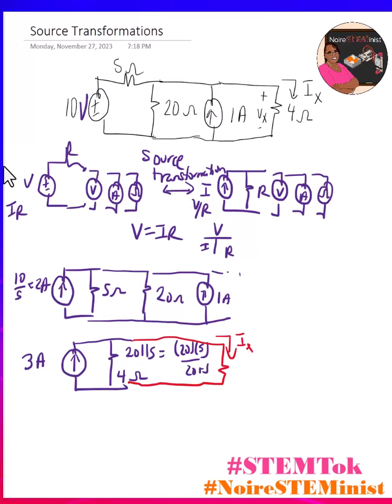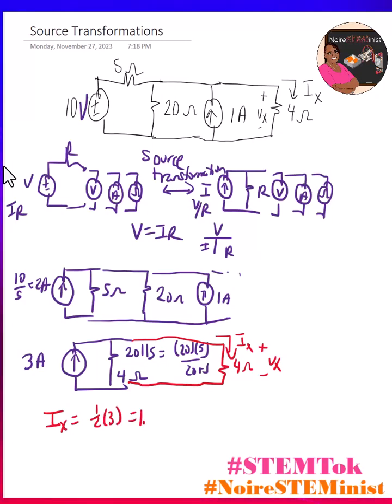Since I have 4 ohms in parallel with 4 ohms, I know that they're going to evenly split the current source. So that means Ix, the current through that 4 ohm resistor, is going to be 1/2 of 3, or 1.5 amps. So this is now a whole lot simpler to analyze than the original circuit.